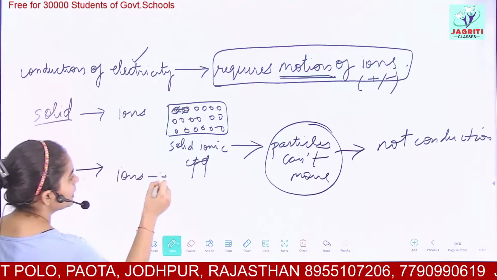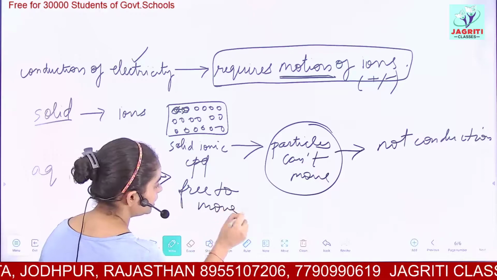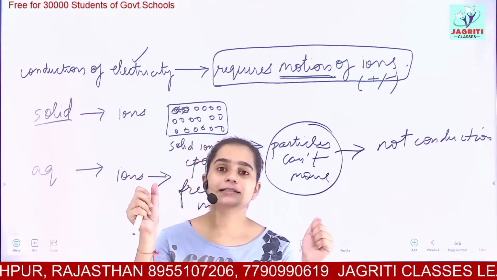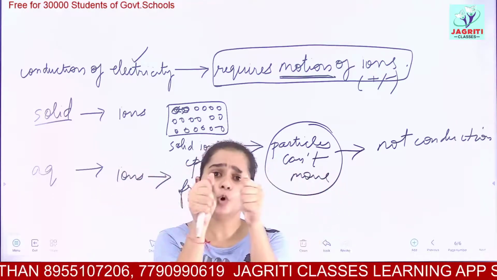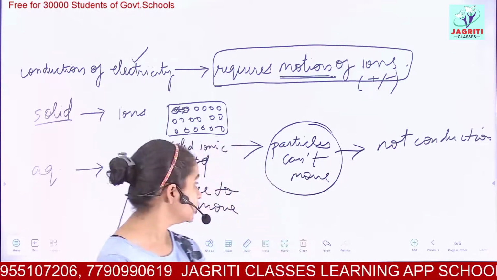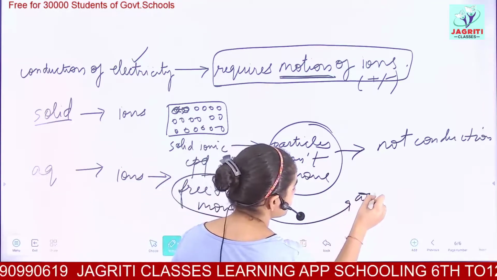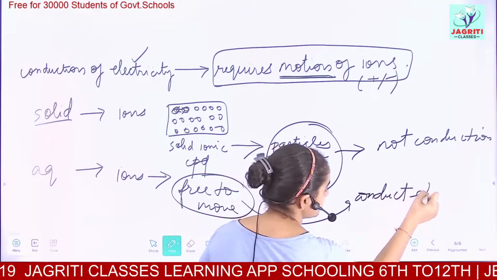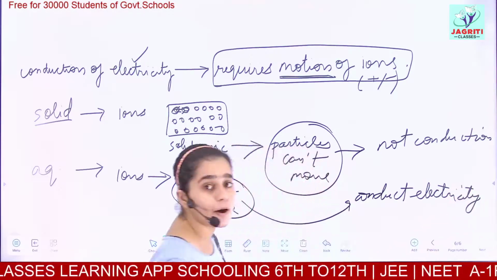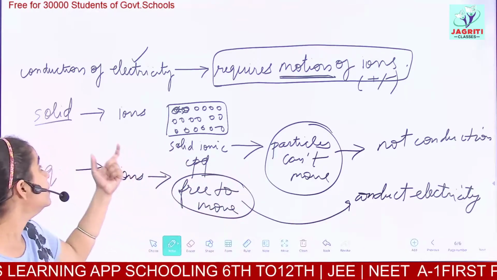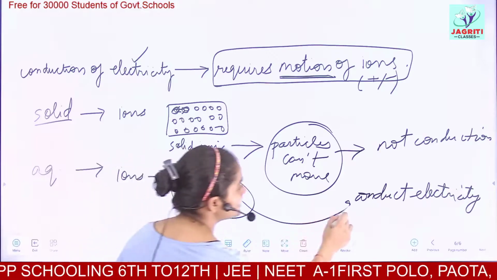While when you dissolve it in aqueous medium, the ions become free to move. You know aqueous medium means liquid state. In solid state, the ions are closely packed, but in liquid state, the ions can move. They can show random motion. And as the ions are free to move, they will conduct electricity. So this is the reason why the solid ionic compound does not conduct electricity, while the aqueous solution of the same compound conducts electricity.